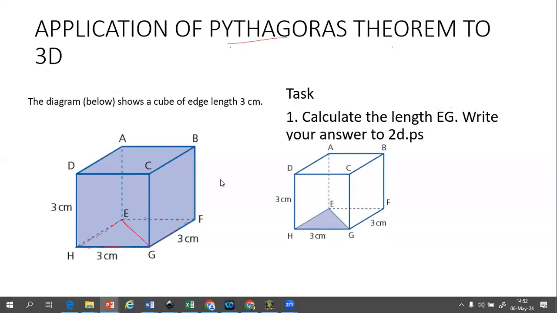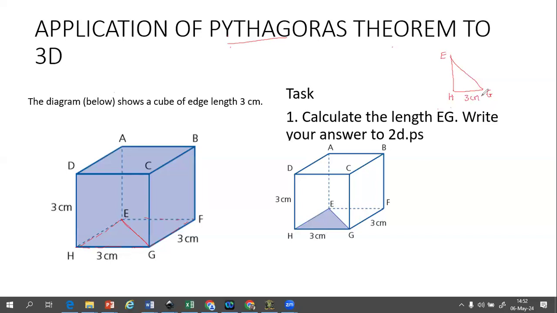So visually, in case I decide to use EHG, that is the triangle I'm going to form. Your task is to extract it. Say, this is my E, this is where H is, and this is where G is. And I want to find this length here. Then you ask yourself, what is H to G? H to G, they have given me 3 centimeters.